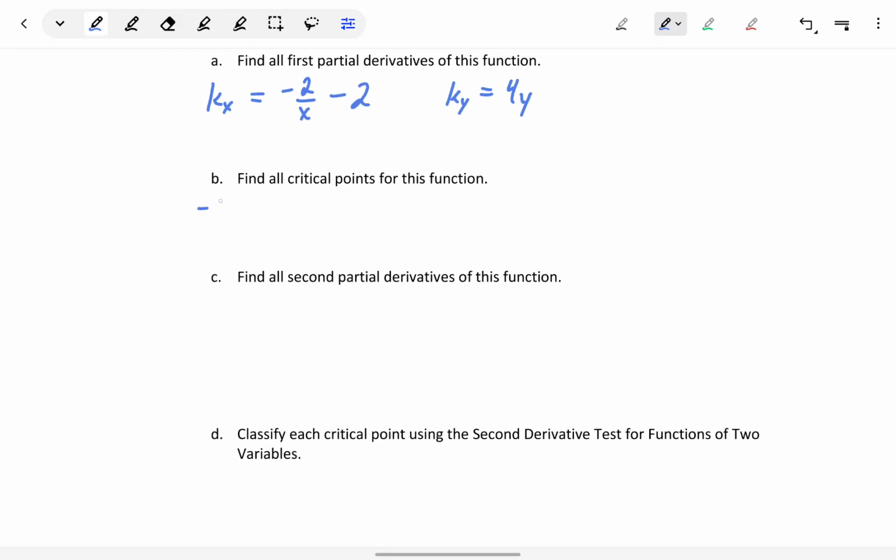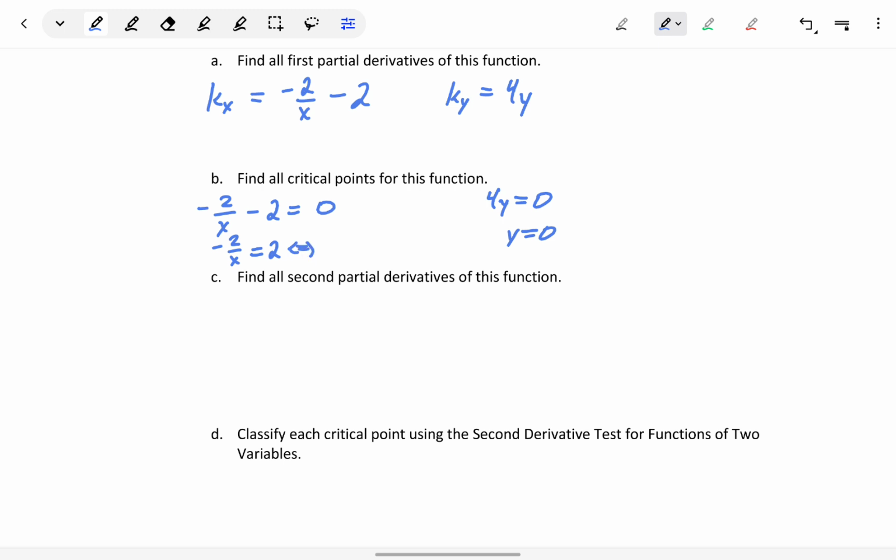This gives us two equations to solve. Negative 2 over x minus 2 is equal to 0, and 4y is equal to 0. Pretty easily we get y equals 0 as one solution. Solving the first equation, we get negative 2 over x is equal to 2.